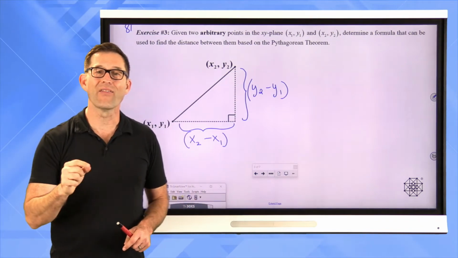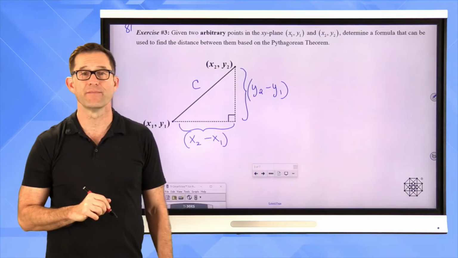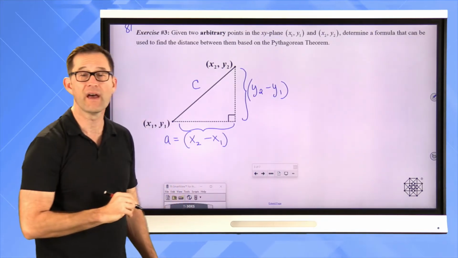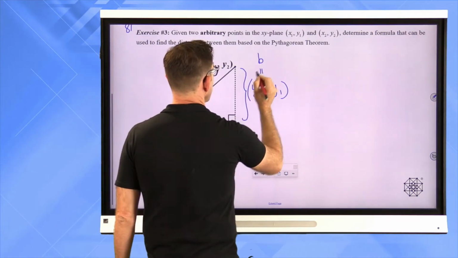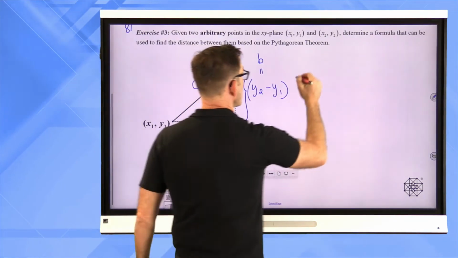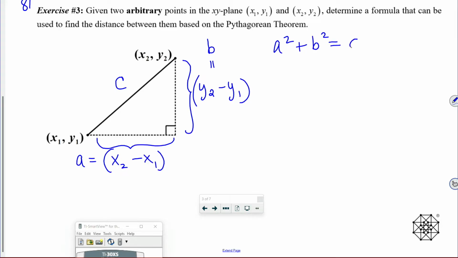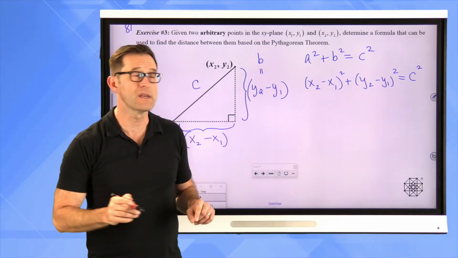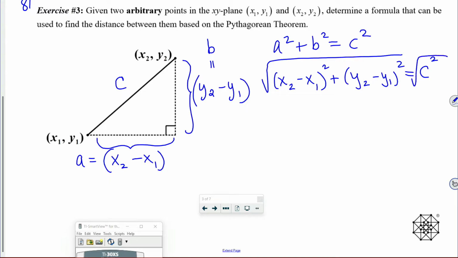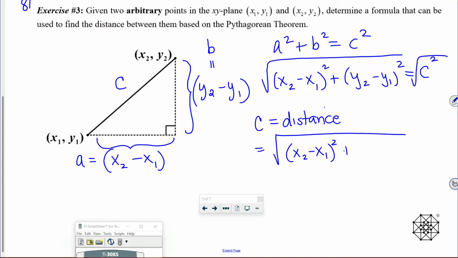The actual distance or length that I want is the length of that hypotenuse. I'm going to call it c, right? So my a, let's say, is equal to x2 minus x1. Let's say our b in the Pythagorean theorem is y2 minus y1, right? Our Pythagorean theorem now says a squared plus b squared is equal to c squared. A is x2 minus x1. B is y2 minus y1. And c is just c, right? So now if I were to solve that for c, by just taking the square root of both sides, I could now say that c, or the distance, is simply equal to the square root of x2 minus x1 squared plus y2 minus y1 squared.